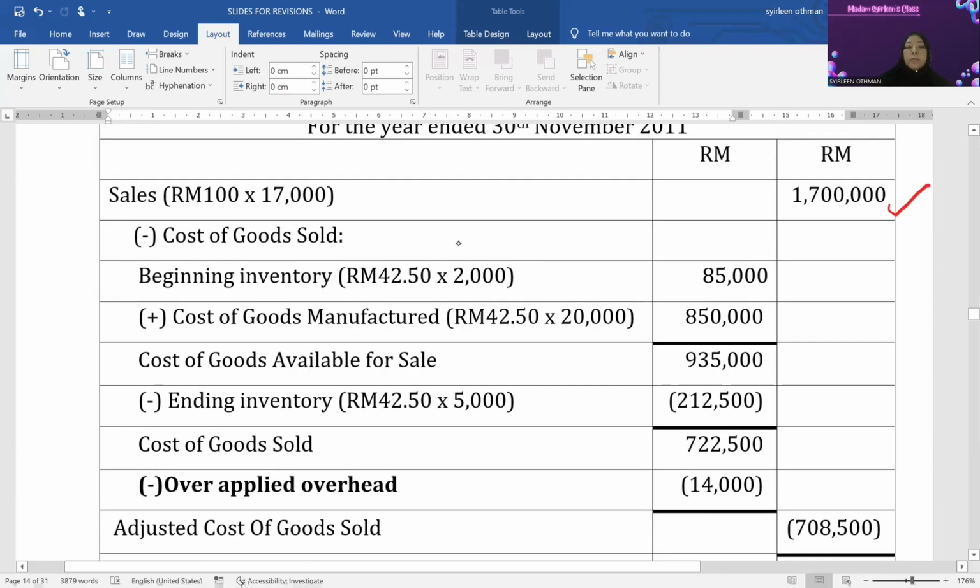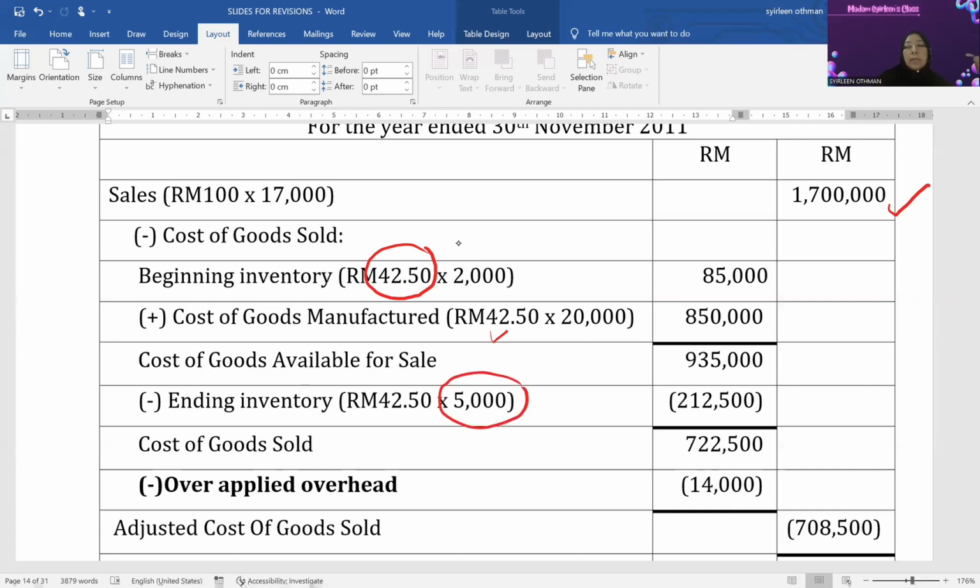So as usual, we are going to calculate the cost of goods sold. You have the beginning inventory, and you can see here, for the beginning inventory, we multiply the units by the value you calculated in the table earlier. So beginning inventory, RM42.50 multiplied by 2,000. Cost of goods manufactured, we are going to do the same thing. So we get the cost of goods available for sale. Then we minus the ending inventory, which is RM42.50 multiplied by 5,000.